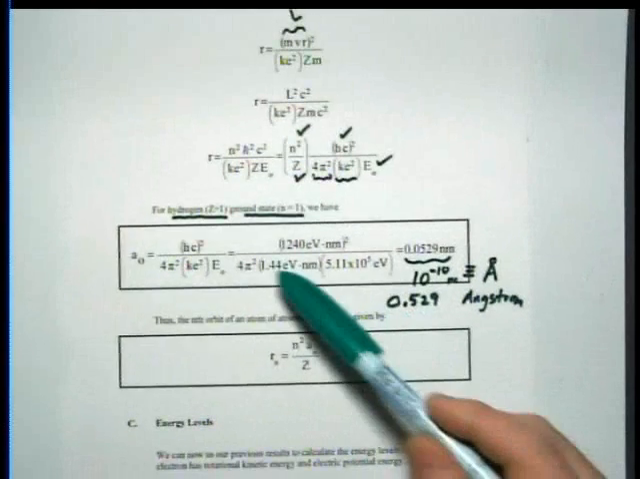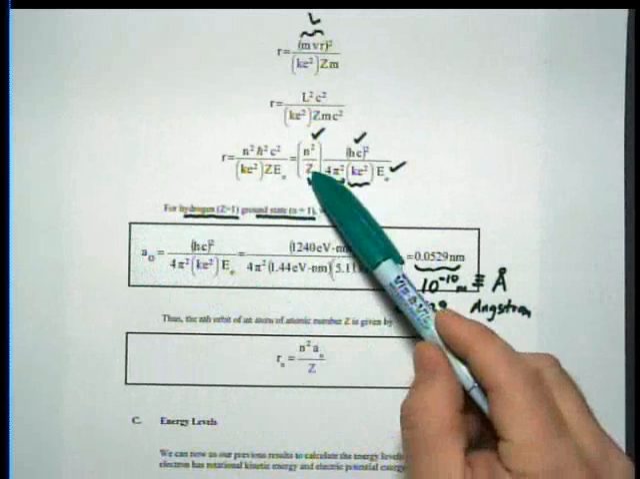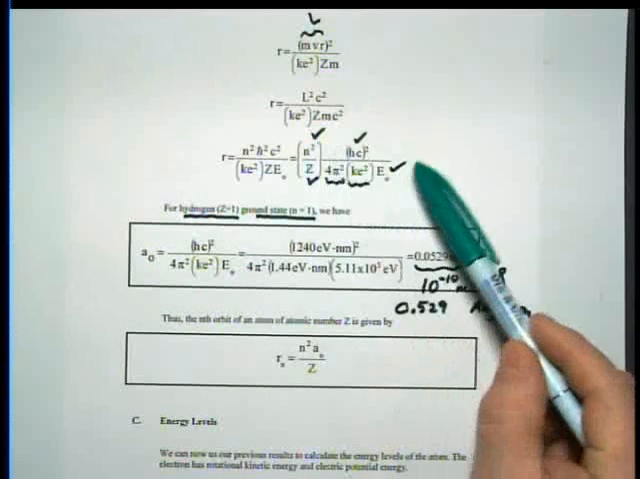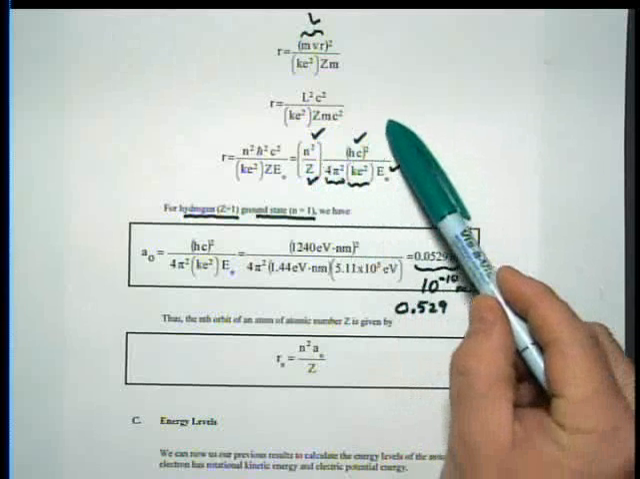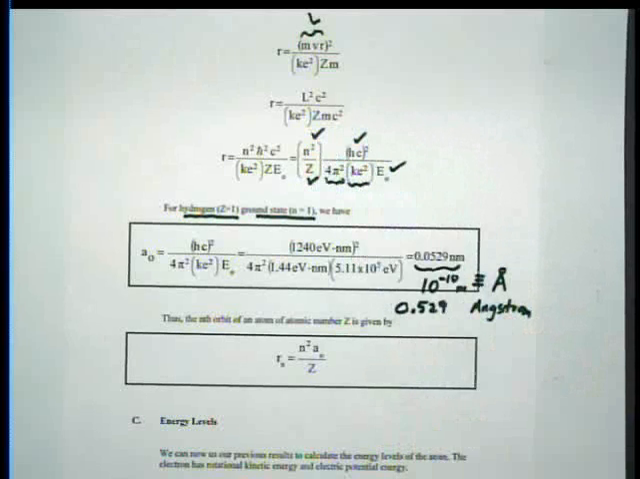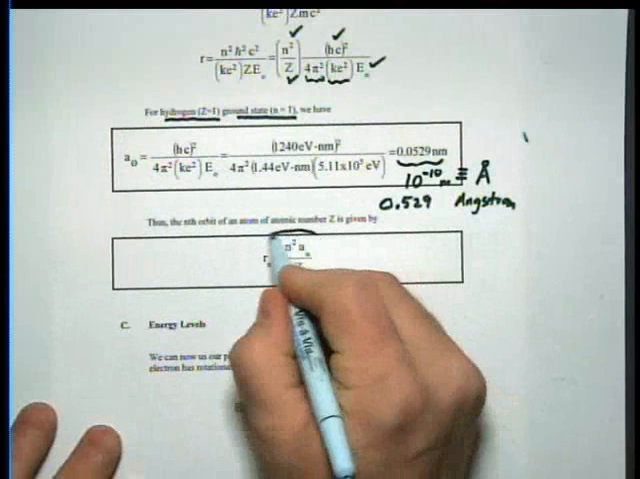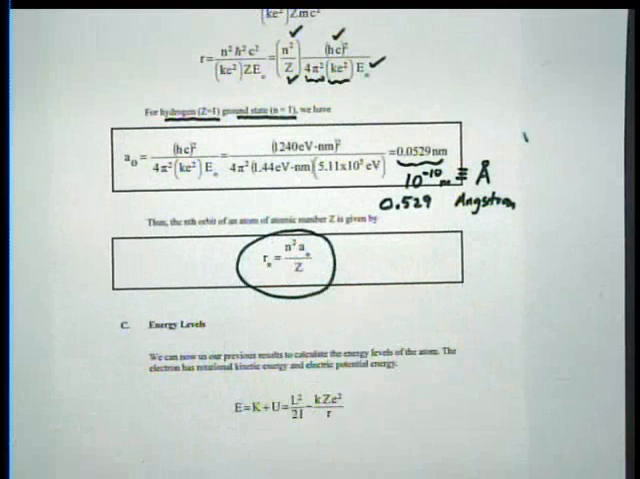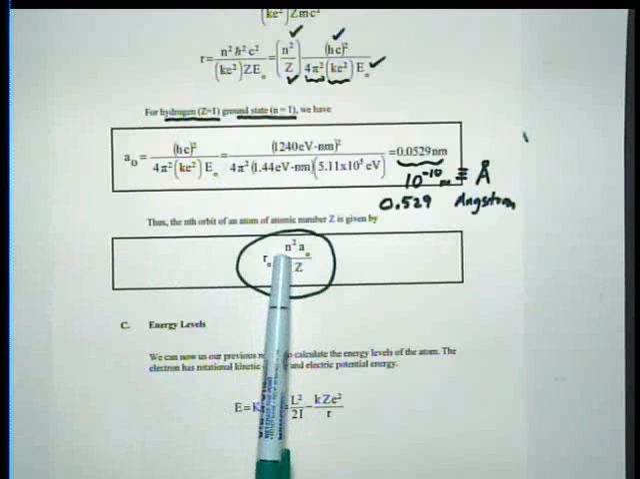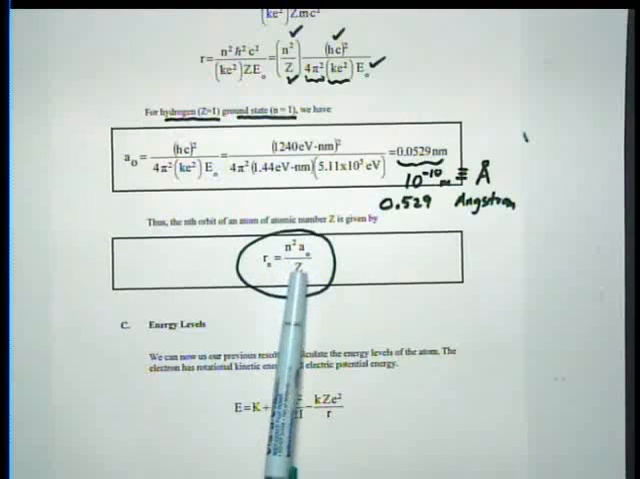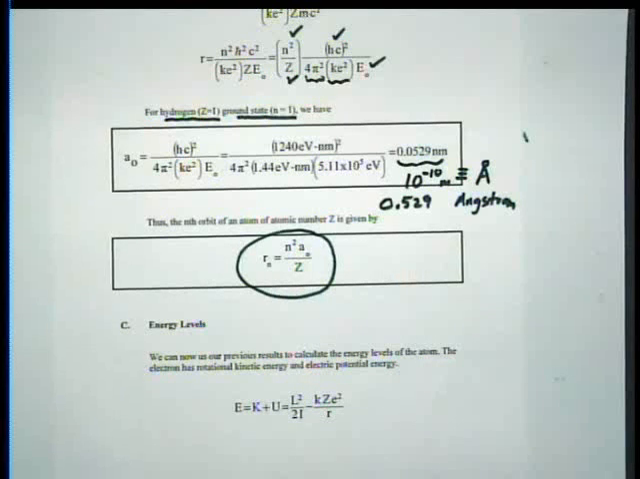If you take this, for when Z is 1 and n is 1, that's that big constant over here, then you can replace doing all of these plug and chugging, and you can simply write it like this. For any single electron atom, the nth orbit is n squared divided by the atomic number times half an angstrom. You can be asked to find any particular orbit for any particular one electron atom.